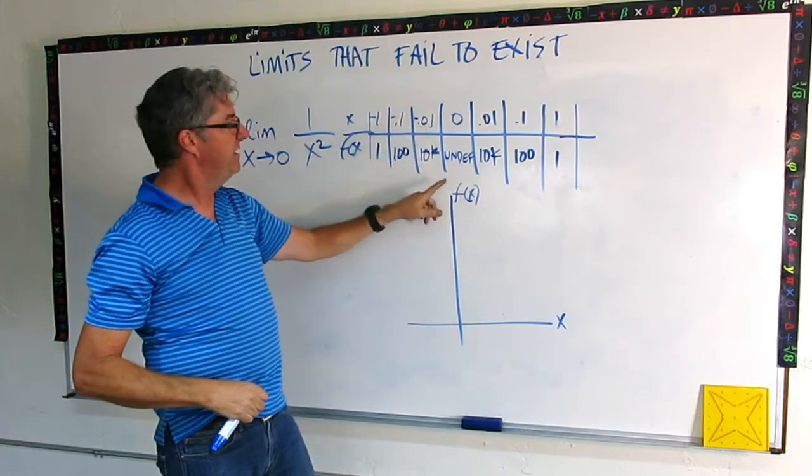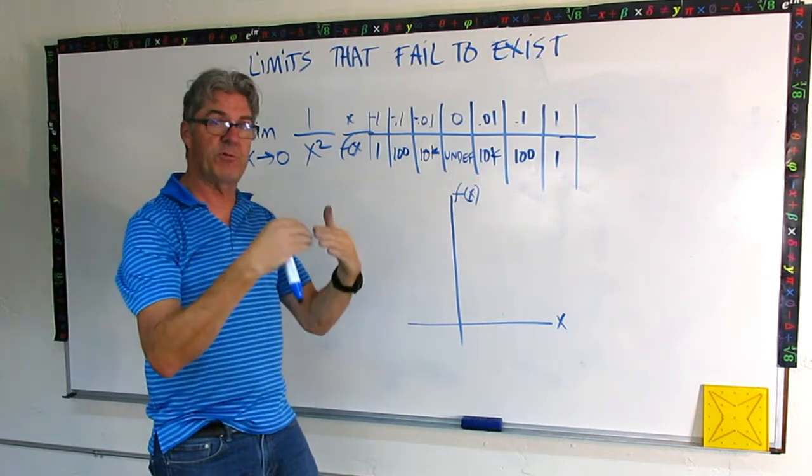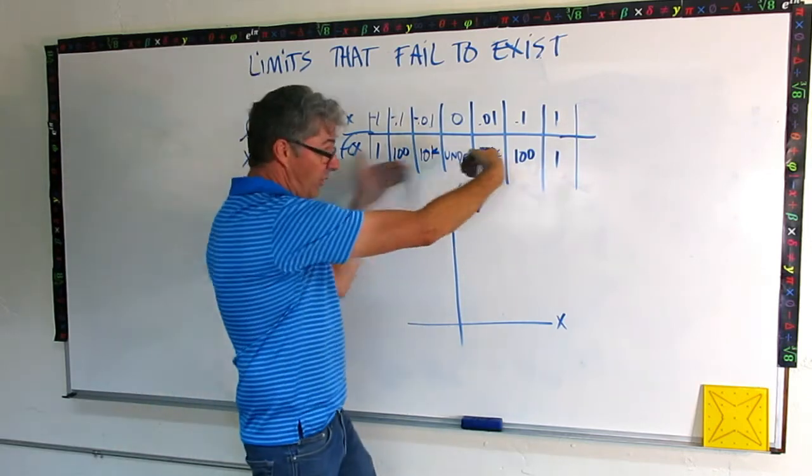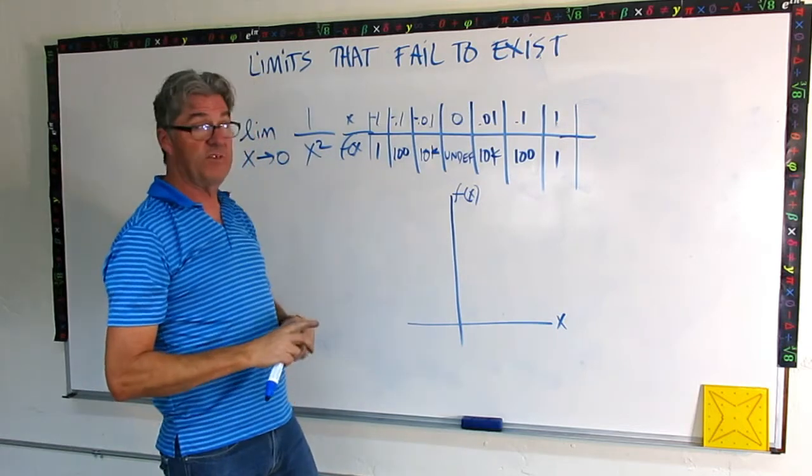If you did 0.001, this number is going to get even bigger and bigger and bigger. For a limit to exist, we have to approach a value from both sides. So this one is definitely not doing that. There's no limit for this one.